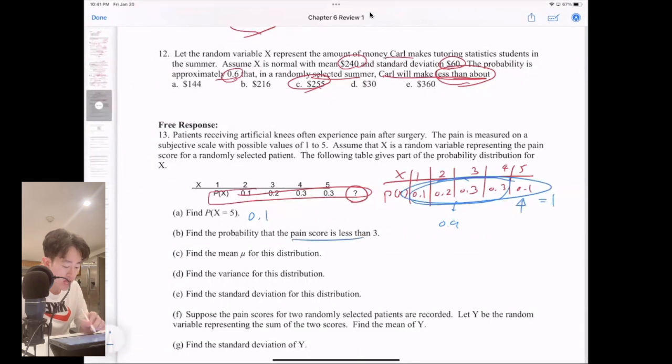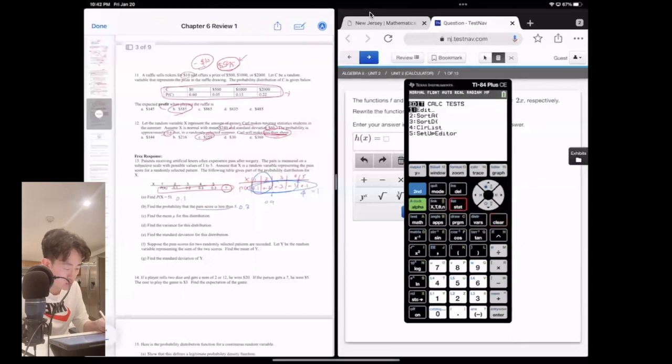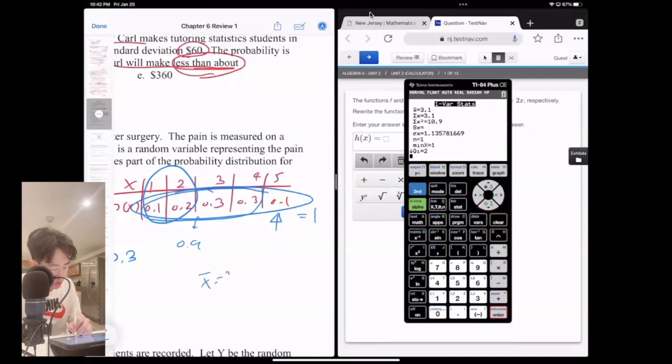Find the probability that the pain score is less than 3. That's adding up these two, which is 0.3. Find the mean of the distribution. Again, I have no choice but to just use this over and over again until I get very sick of it. Clearing the 2 lists here, we have 5 entries. So we have 1, 2, 3, 4, 5. And then the respective probabilities. Stat calc, 1 var stat. And then when you calculate, my mean is 3.1 and my standard deviation is 1.13578.